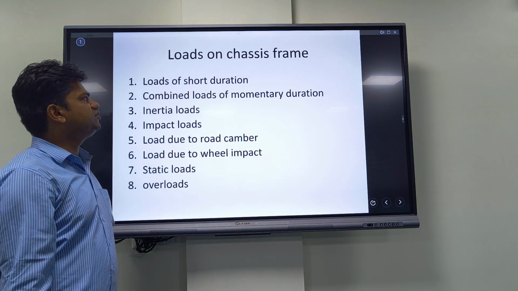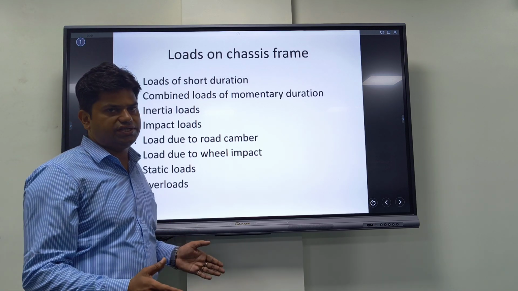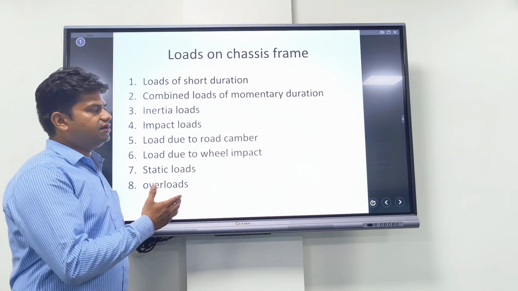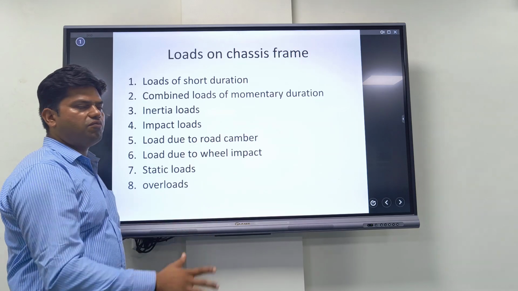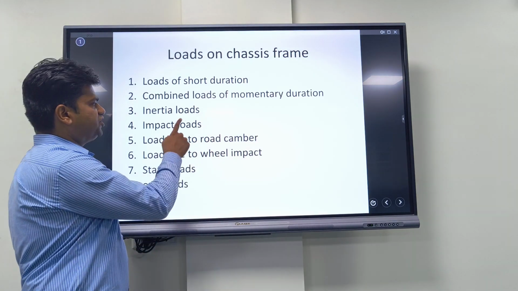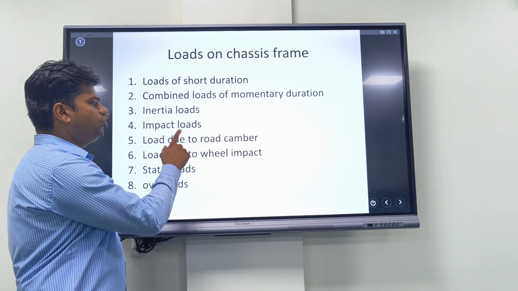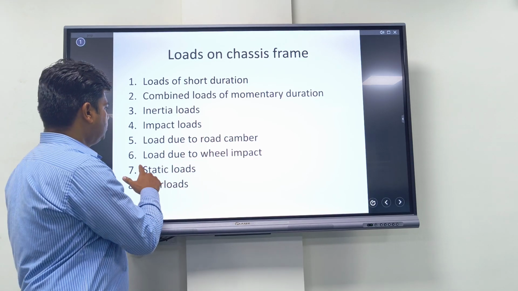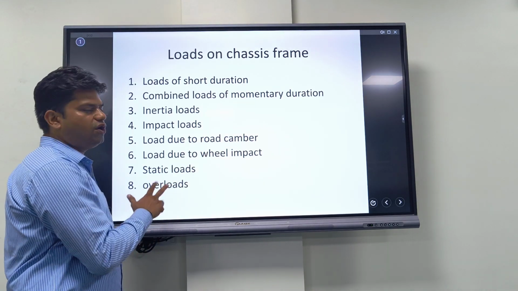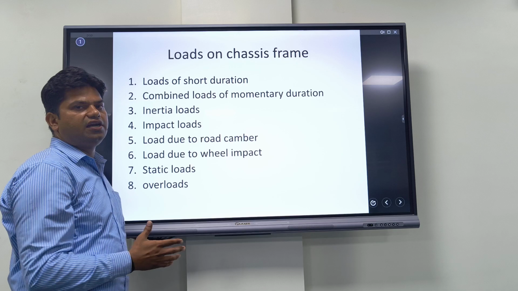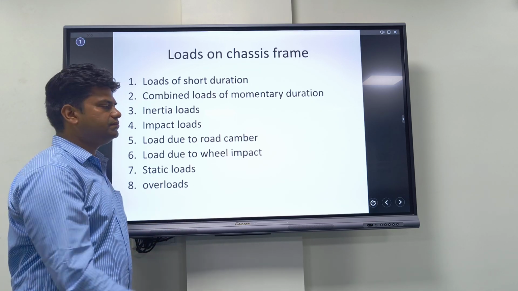Loads on chassis of frame. There are different loads applied on the chassis. Here are loads of short duration, combined load of inertia load, impact load, load due to road camber, load due to wheel impact, static load, and overload. These are the different loads which are borne by the chassis frame.